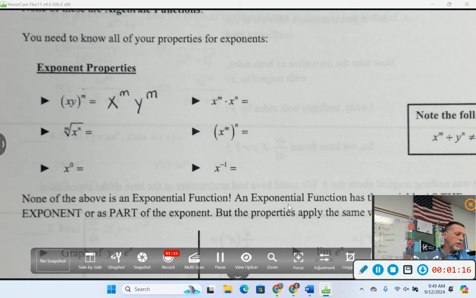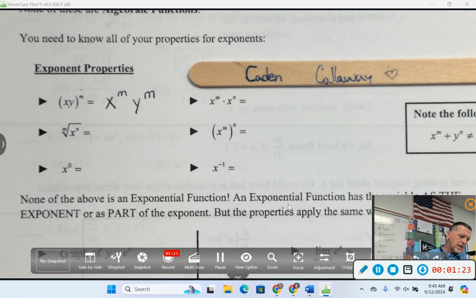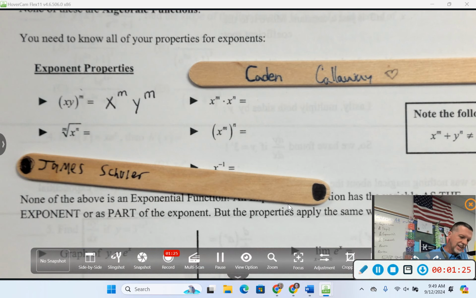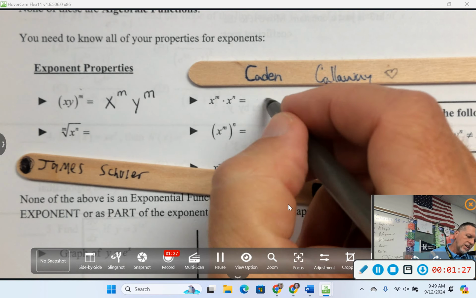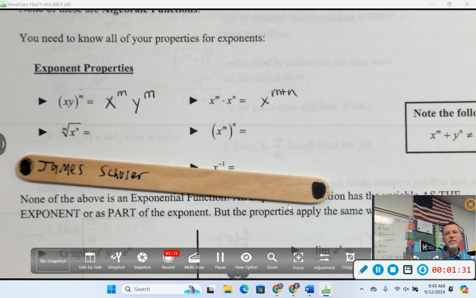Wait a minute, I should probably be calling on people for these. Caden, what about that next one? X to the m times x to the n. X to the m plus n. Yep. You can add the exponents.